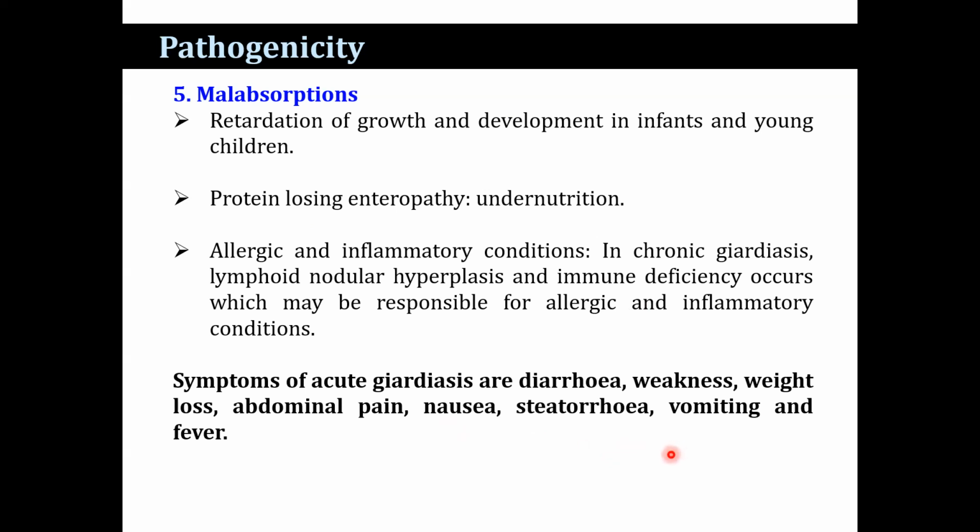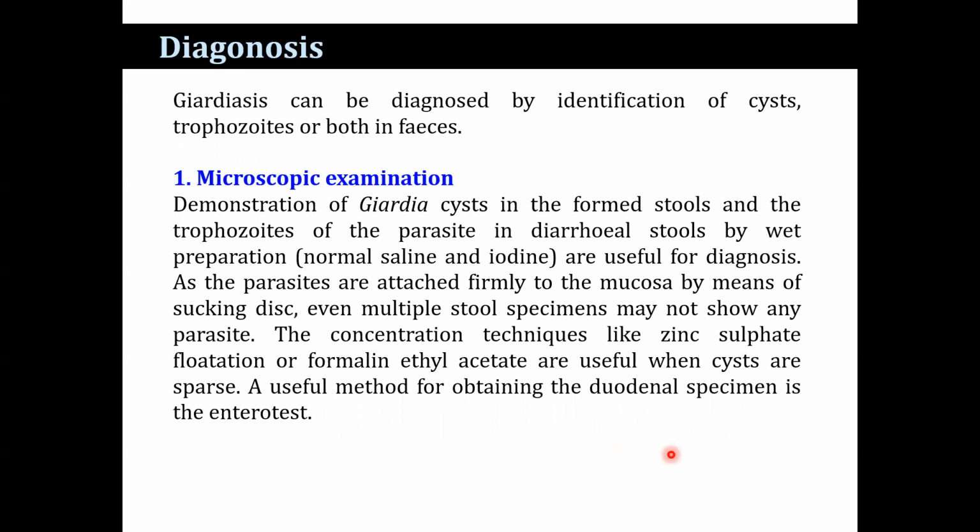And what is the diagnosis of giardiasis? It may be by identification of the cyst, trophozoites, or both present in the fecal matter. So the first one is microscopic examination. Demonstration of Giardia cysts in formed stools and trophozoites of the parasite in diarrheal stools by wet preparation is useful for diagnosis, as the parasites are attached firmly to the mucosa by means of the sucking disc. Even multiple stool specimens may not show any parasite. Concentration techniques like zinc sulfate flotation or formalin ethyl acetate are useful when cysts are scanty.